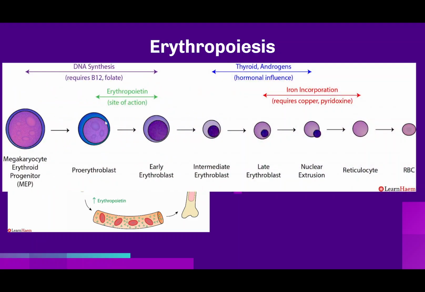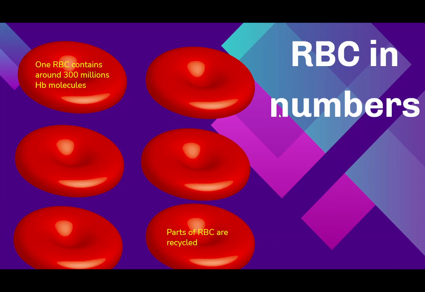So besides erythropoietin, there are other hormones that are involved in erythropoiesis, which are thyroid hormone and also androgens. And besides that, there are a few minerals that are important in the production of red blood cells, including vitamin B12, folate, iron, and a few other minerals. So these are a few facts about RBCs, and I'm sure some of it has been covered before.